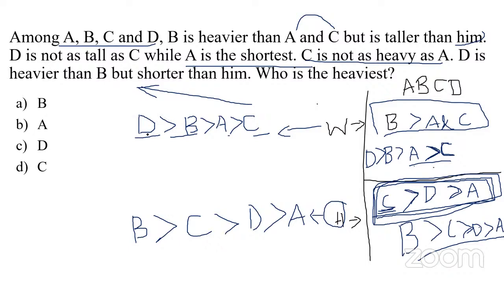So D is heavier than all of them, right? What has been given next? But D is shorter than him. D is shorter than him. Him shows that this him is B. So B is... B is shorter than him, right?